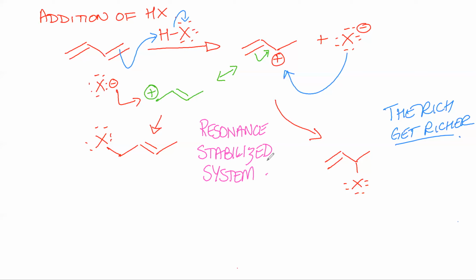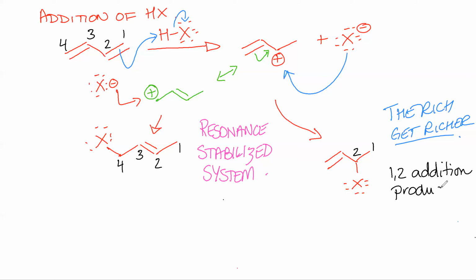So if we basically number our carbons 1, 2, 3, 4, you'll notice here that the two things are added on carbons 1 and 2. So on carbon 1, we get the H, on carbon 2, we get the X. Over here, 1, 2, 3, 4. On carbon 1, we get the proton, and on carbon 4, we get the X. So this is called the 1,2 addition product. And this is called the 1,4 addition product.